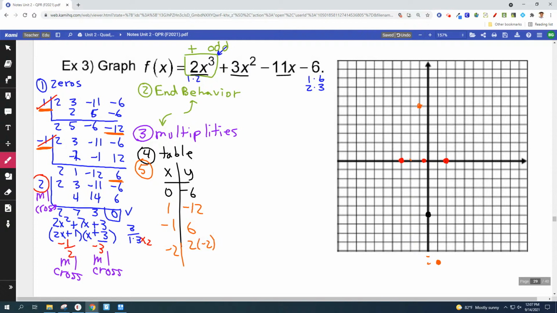Negative 2. So you can always just plug stuff in. 2 times negative 2 cubed plus 3 times negative 2 squared minus 11 times negative 2 minus 6. That's going to be 8 times 2 is 16. That's going to be 3 times 4 is 12 plus 22 minus 6. Oh, that was a negative. That's going to be negative 16 right there. Negative 4, positive 18, positive 12. That's positive 12. Use a calculator. That's positive 12. So at negative 2, we're going up 1, 2, 3, 4, 5, 6, 7, 8, 9, 10, 11, 12 right there.